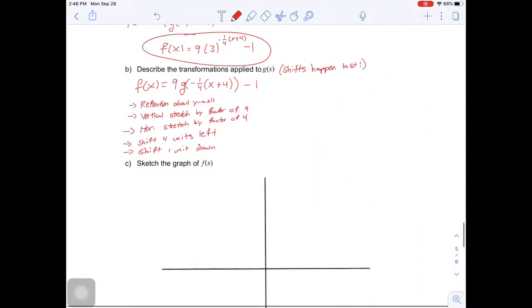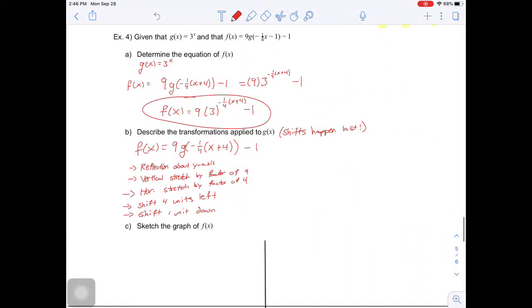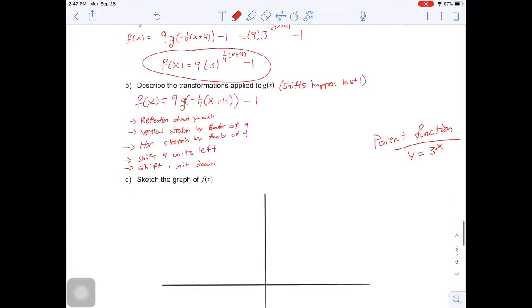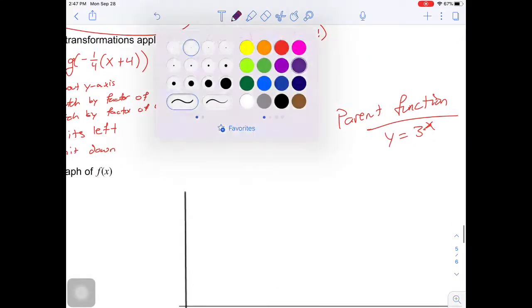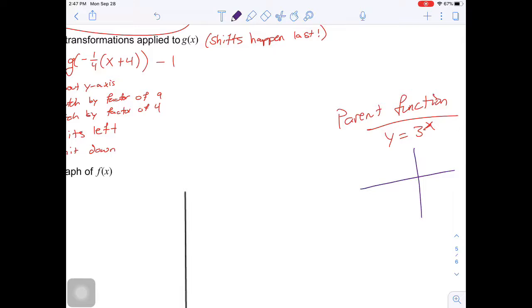Now we have an equation. Let's sketch the graph of this equation. Remember, anything that looks like this, try and imagine what the parent function looks like. Well, it actually tells us what the parent function is. It's 3 to the power of x, y equals 3 to the power of x. What does 3 to the power of x look like? Well, 3 to the power of x is simply an exponential function with a y-intercept at 1 and a horizontal asymptote at y equals 0.